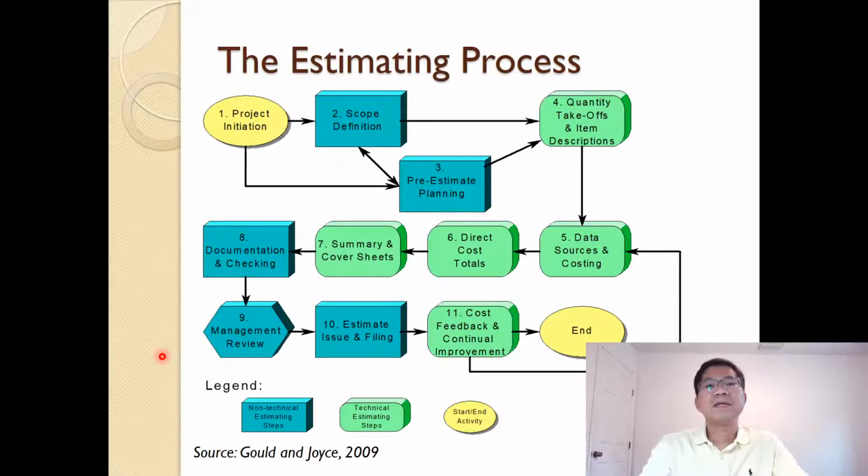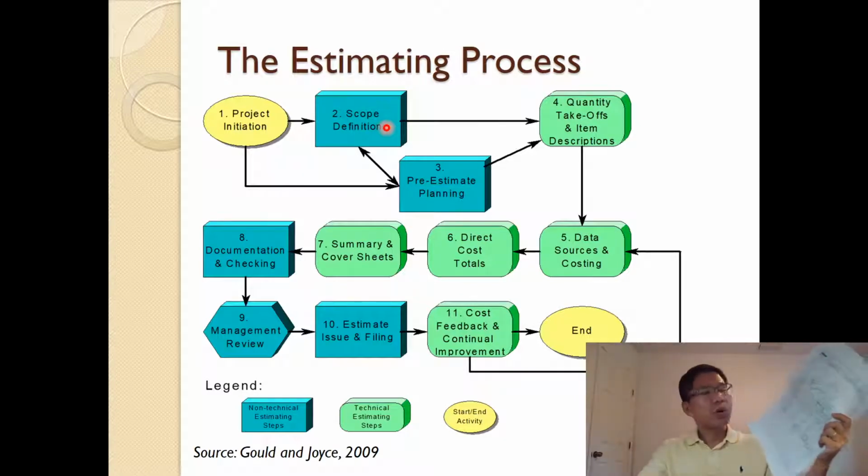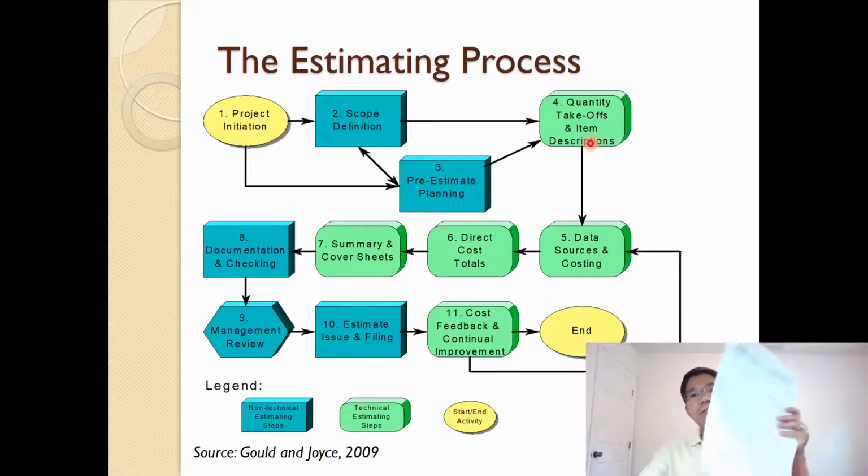And with that, the process for estimating, as you can see here, starts from the project initiation and scope definition. Scope definition is very important, because if we don't have a clear scope, for example, working joint, then we cannot use the unit cost estimate. And then we can do the quantity takeoff, which is also the focus for today's class. Do quantity takeoff based on the drawing.